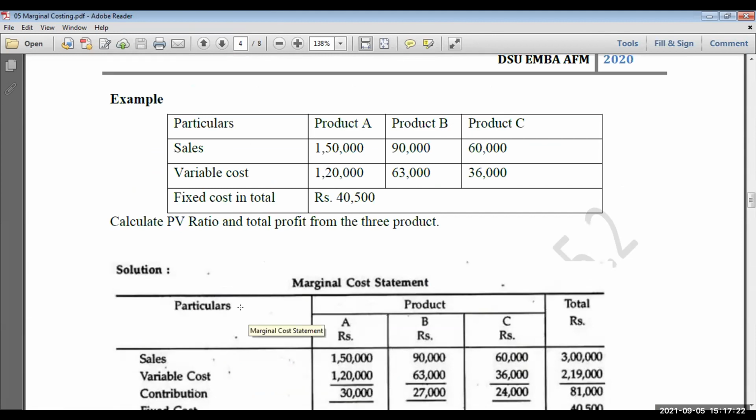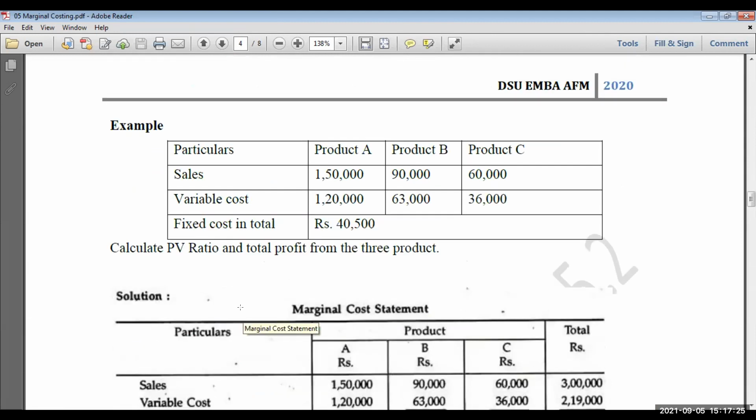Let us take this as an example. There are 3 products: product A, product B, product C. Sales for product A is 1,50,000, product B 90,000, product C 60,000, and variable cost is given for the 3 products, and fixed cost in total. To produce all these 3 products, the company has to spend 40,500 rupees as fixed cost. If you drop product A or product B or product C, or even if all the products are dropped, you have to spend 40,500 rupees as fixed cost. That's the nature of fixed cost. Then the question is: calculate PV ratio and total profit from the 3 products.